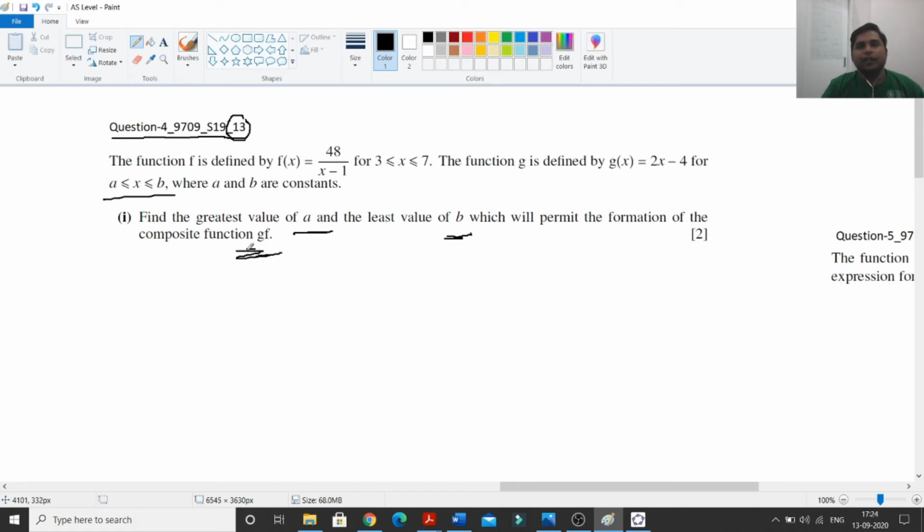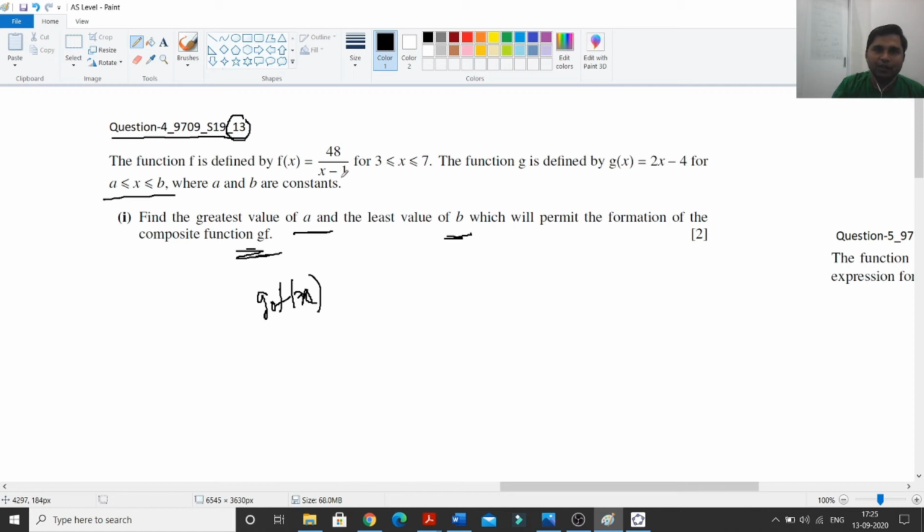See, whenever the composition function happens, the range of f goes to, like in this case g of f(x), the range of f(x) goes to g. It means the range of f(x) becomes the domain of g, right? So a and b are the domain of g. It means it will be the range of f(x) for this to be defined.